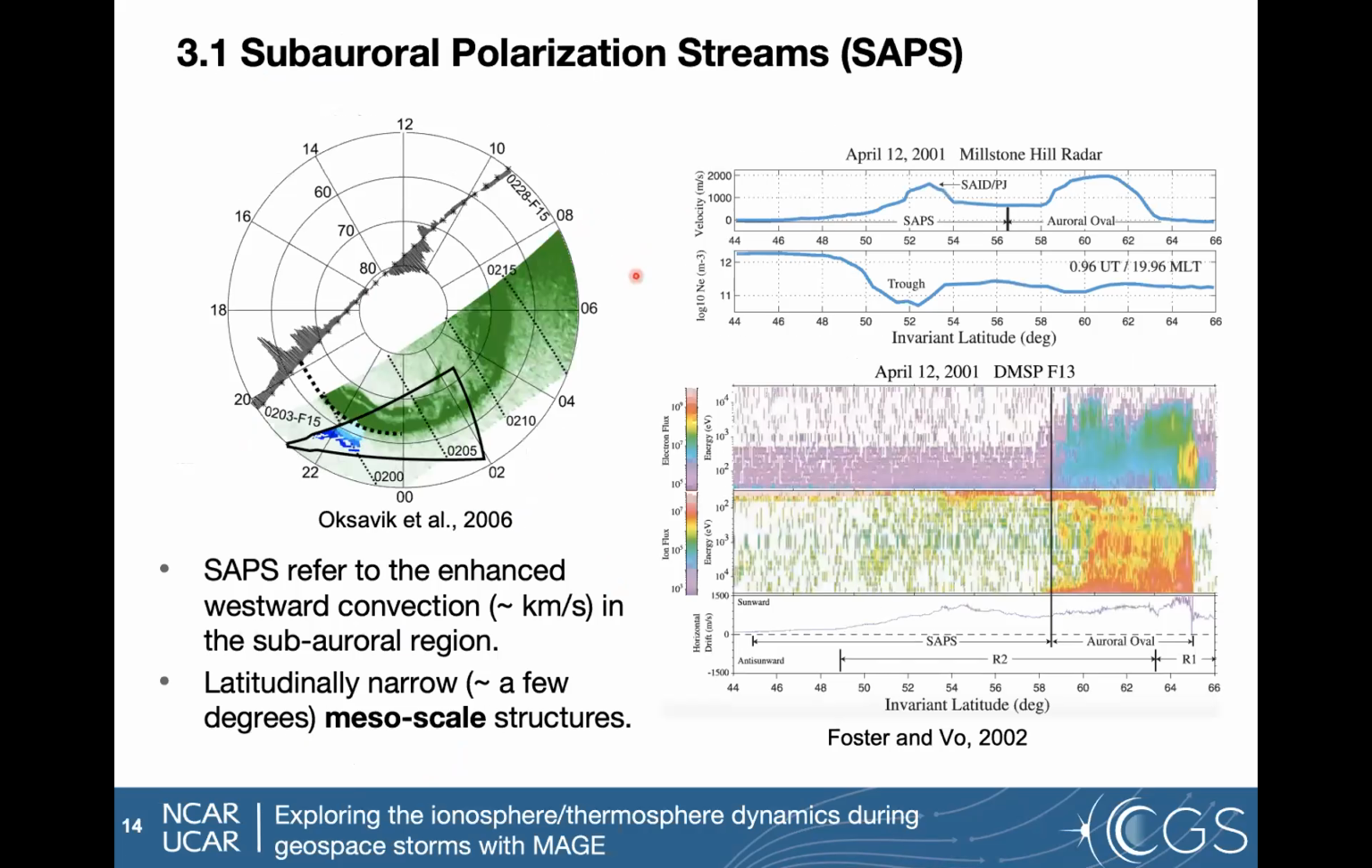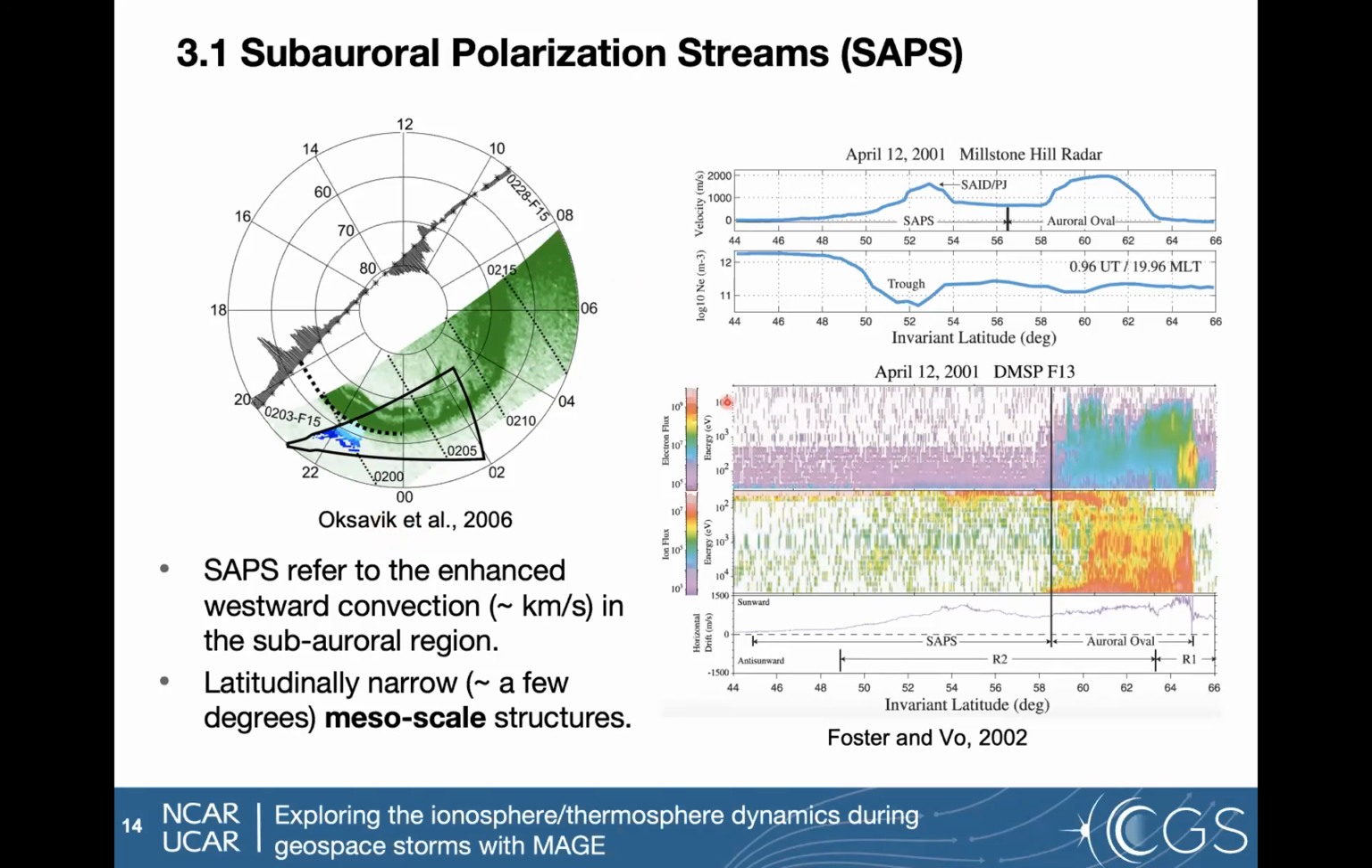Okay. So SAPS basically refers to subauroral polarization streams. Essentially they refer to the enhanced westward convection, usually on the order of a few kilometers per second in the subauroral region. It is latitudinally very narrow, typically a few degrees. So it is a typical mesoscale structure.